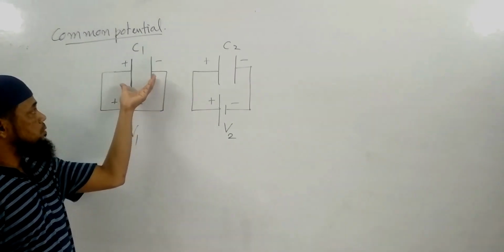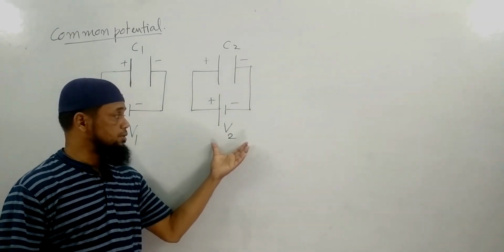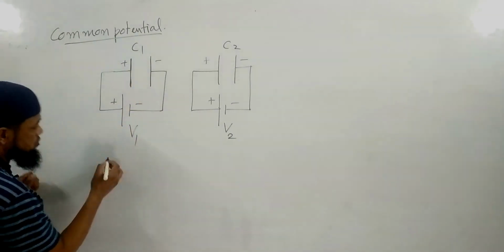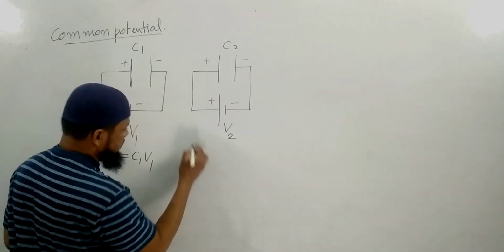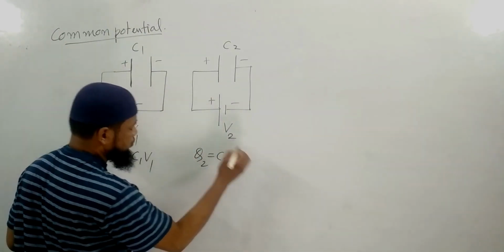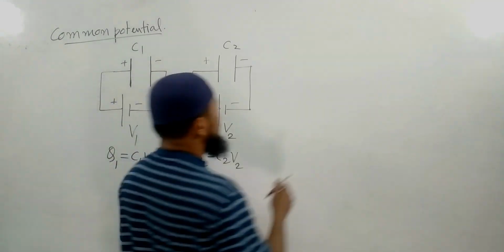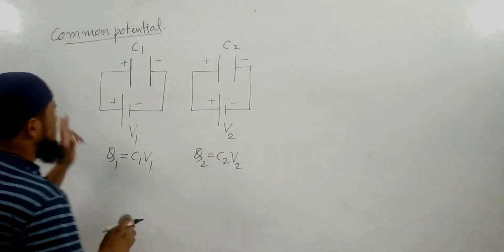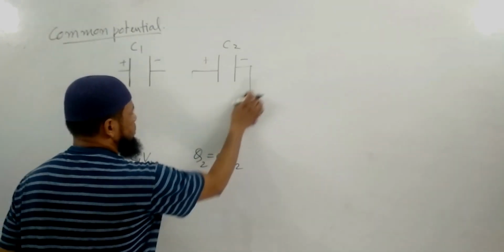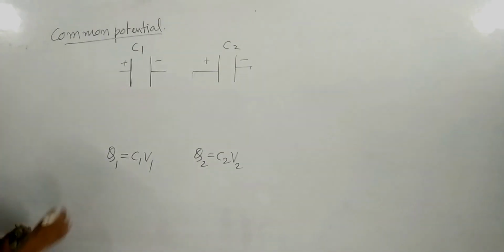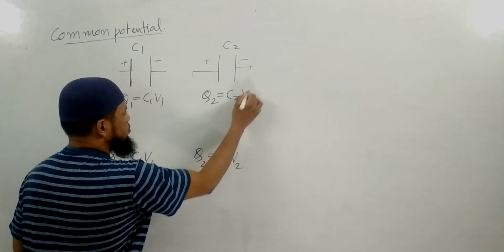So one capacitor of capacitance C1 is connected to a battery of V1 volt. Another capacitor of capacitance C2 is connected to a battery of V2 volt. In the first case, how much charge will get deposited? It's Q1, which is C1 V1. In the second case, the charge deposited is Q2, which is C2 V2. Once the capacitors are fully charged, these capacitors are now isolated from the batteries. Batteries are removed. So the charge here is Q1 equal to C1 V1, and Q2 is C2 V2.